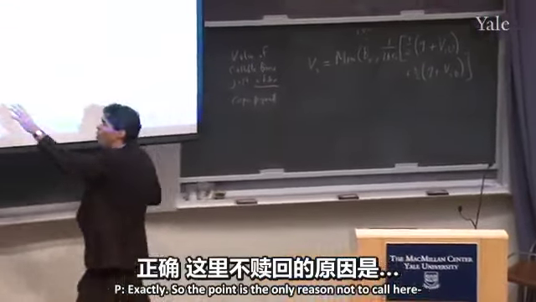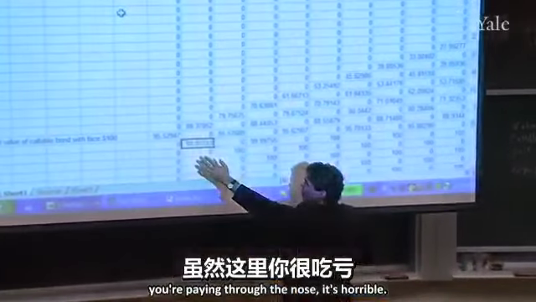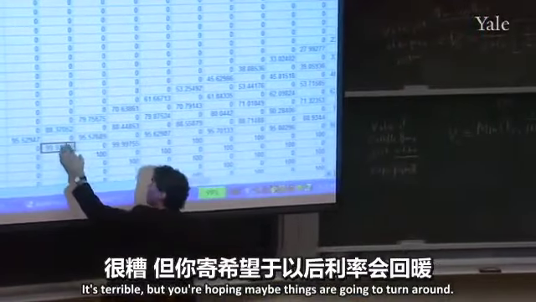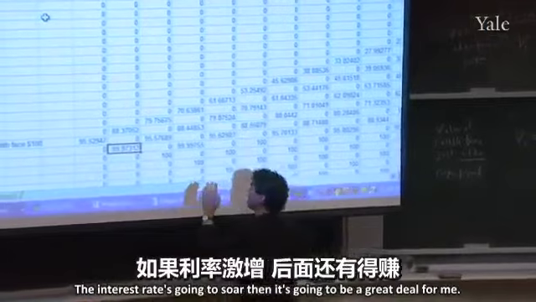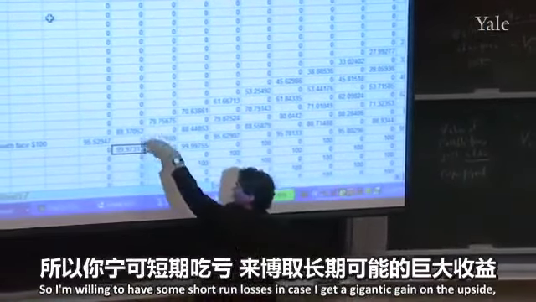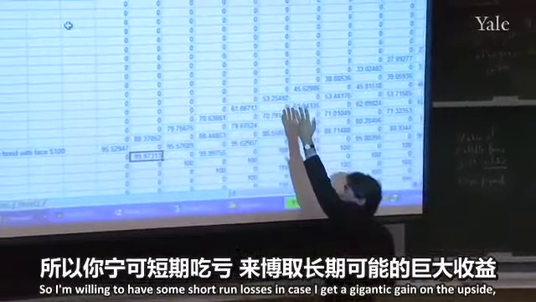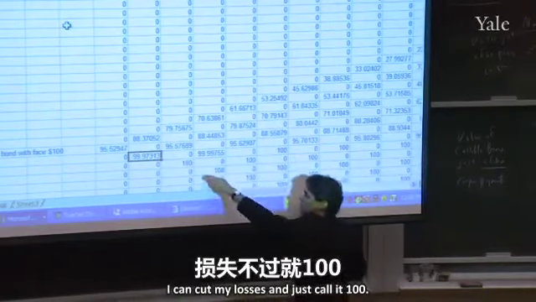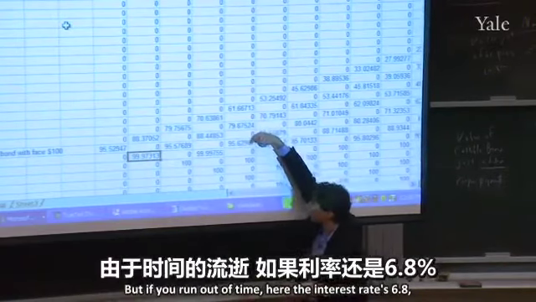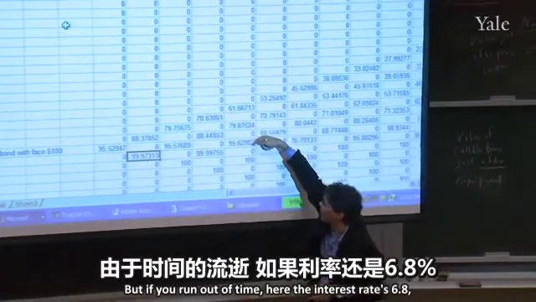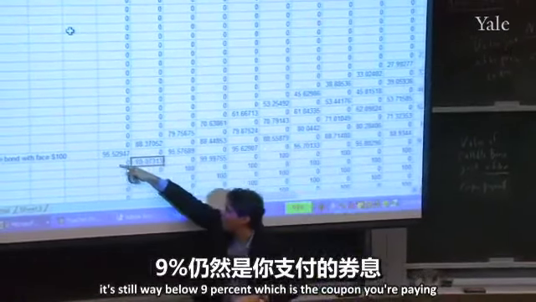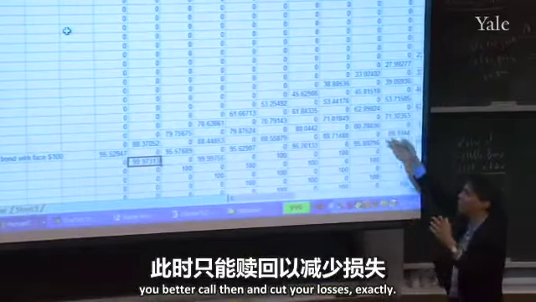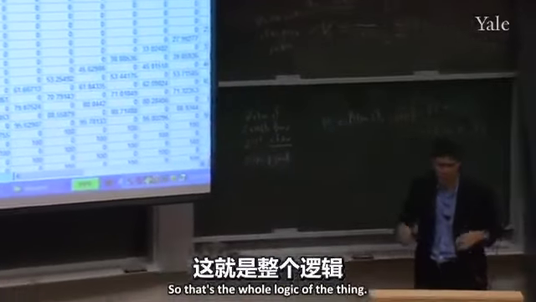Exactly. So the point is, the only reason not to call here, you're paying through the nose. It's horrible. The interest rate's 6%, you're paying 9%. It's terrible. But you're hoping maybe things are going to turn around, the interest rate's going to soar, then it's going to be a great deal for me. So I'm willing to have some short-run losses in case I get a gigantic gain on the upside, and I know that I'm protected on the downside because if things go down again, I can cut my losses and just call it at 100. But if you run out of time and the interest rate 6.8 is still way below 9%, which is the coupon you're paying, and you don't have much time for the interest rates to go back up, you better call then and cut your losses. Exactly. So that's the whole logic of the thing.